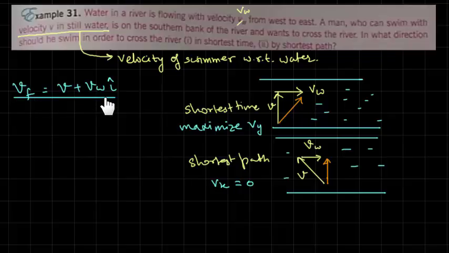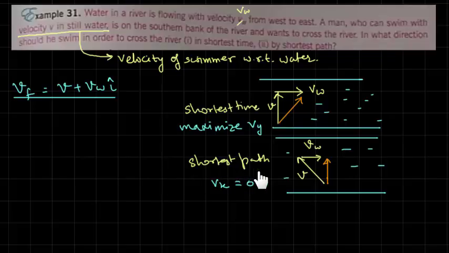plus Vw i cap. Now in order to maximize velocity in j direction, this should be written as v j cap. So this is for the shortest time to cross the river. And in what time will it cross the river? If the width is w, then w upon v is the time it will take to cross the river.